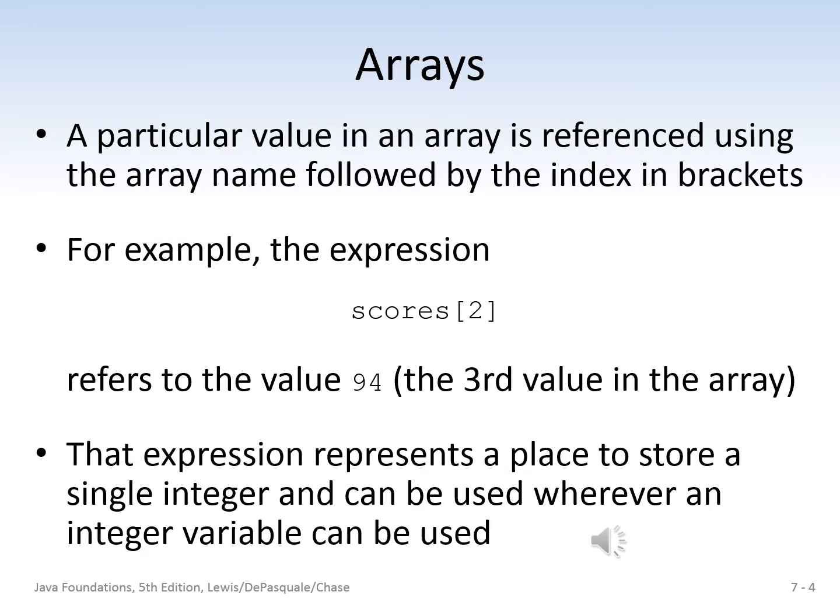Each value in an array can be referenced using the array name followed by the index in brackets. So for example, the expression scores sub 2, index 2, refers to the third value in the array. Score sub 0 is the first, score sub 1 the second, score sub 2 the third. And stored in that third indexed location of this array is the value 94.